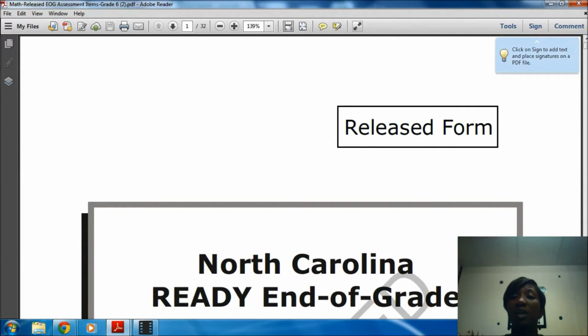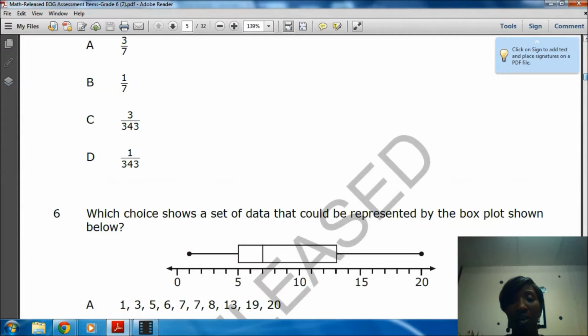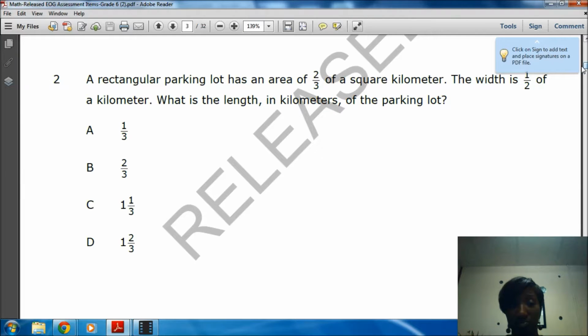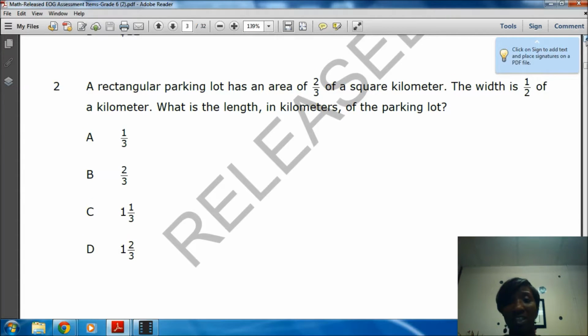So I clicked on the link and I'm opening the document. And I remember seeing number 2 was a question for 6NS1. And again, if you look at this question, it is not just about dividing fractions. They're given a real world context. A rectangular parking lot has an area of 2/3 of a square kilometer. The width is half of a kilometer. What is the length in kilometers of the parking lot? Okay, so we see where students need to use that division. And again, making those visual models will make this a little more understandable for the students.